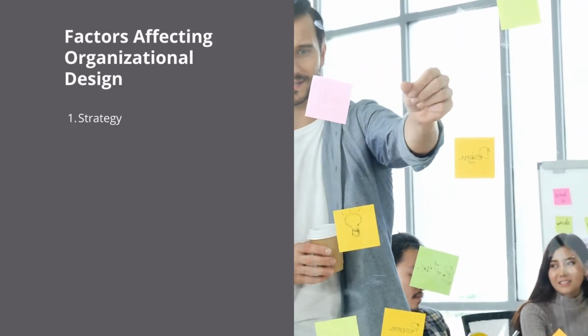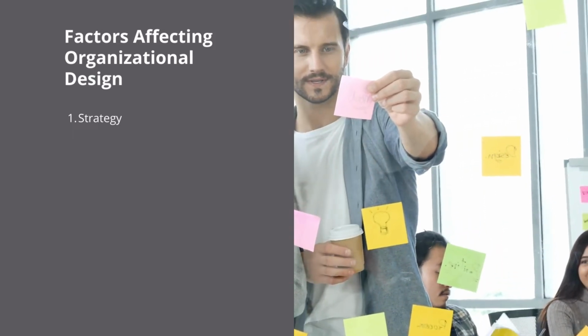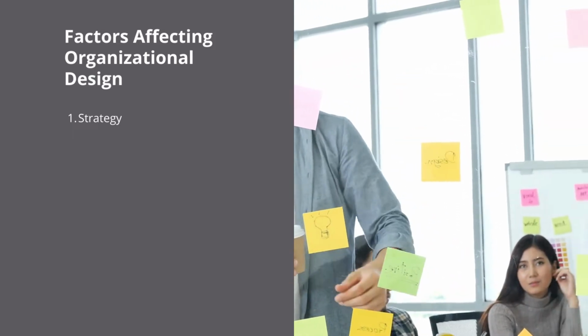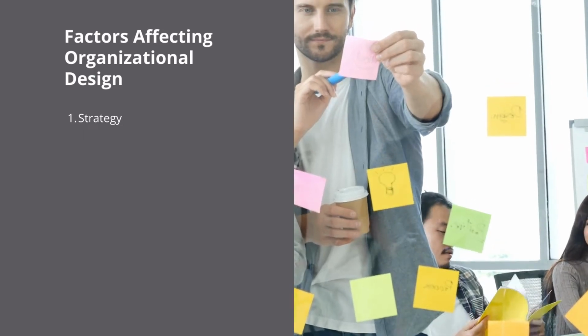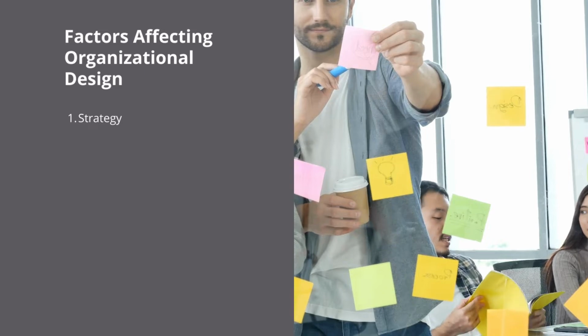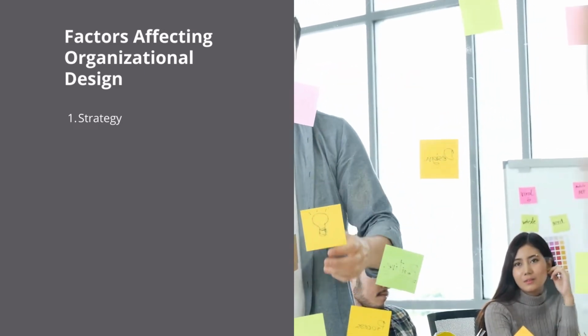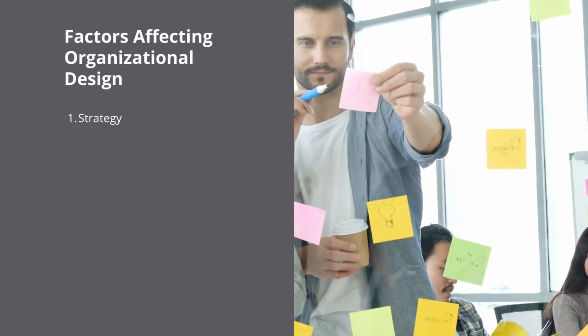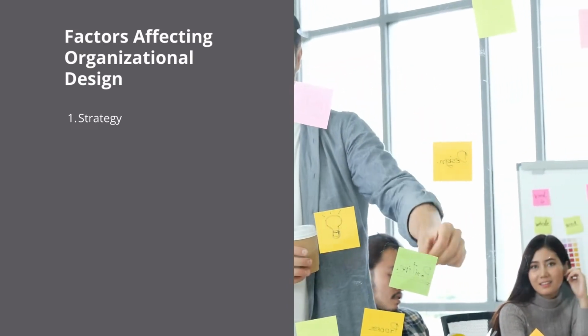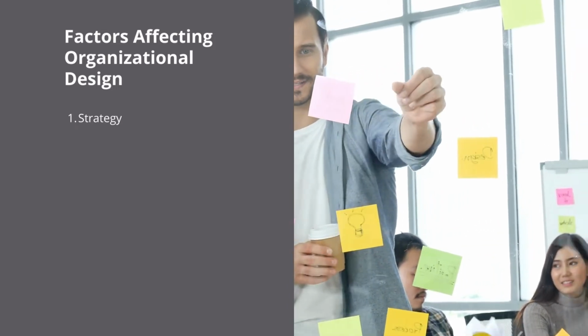For instance, a company that has chosen to grow internationally may organize itself into geographical divisions. The two types of strategies that are currently preferred are generic and competency based. In conclusion, both strategy and structure have an impact on one another.